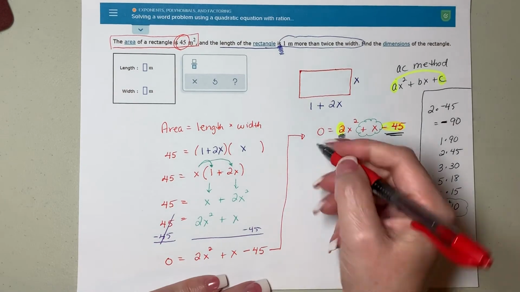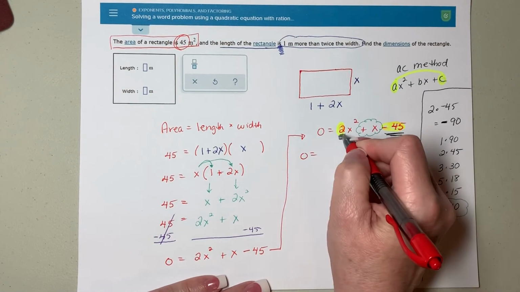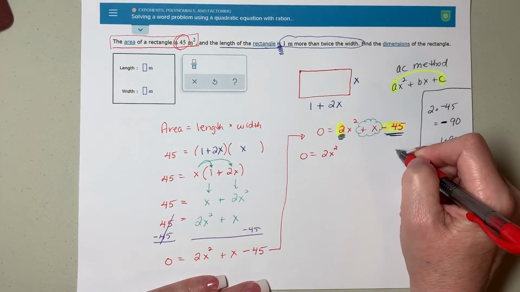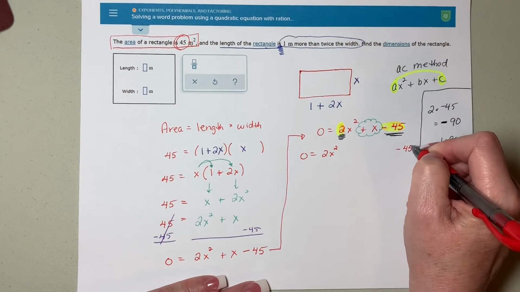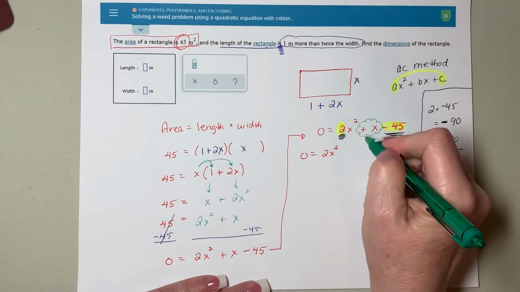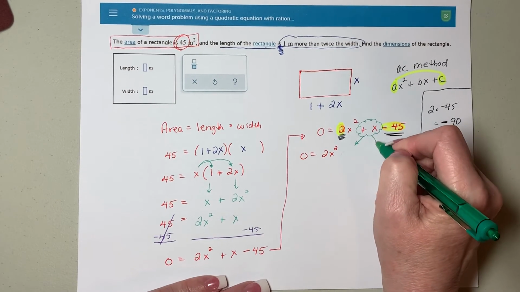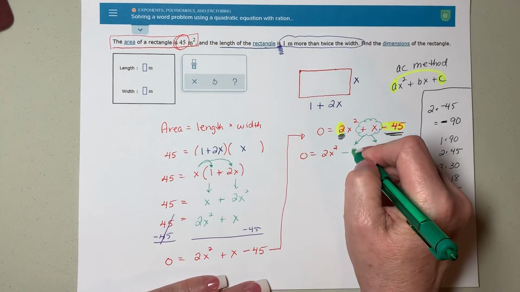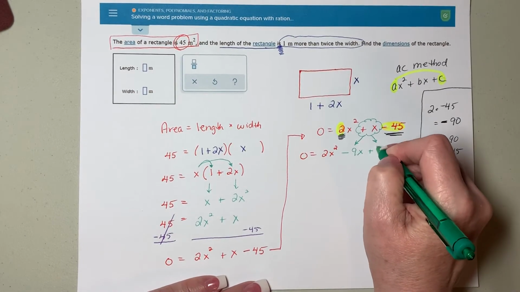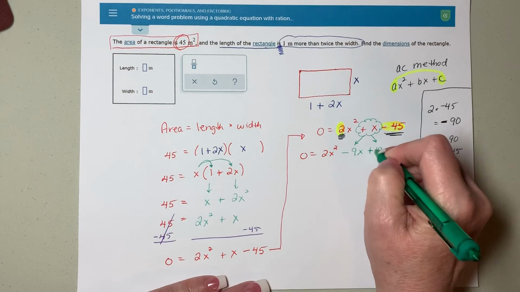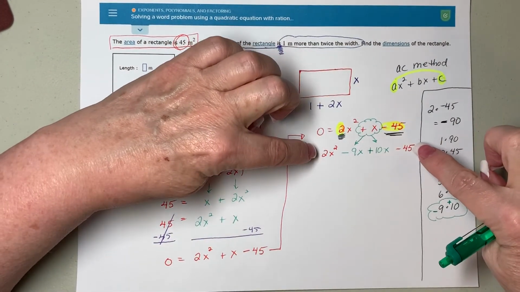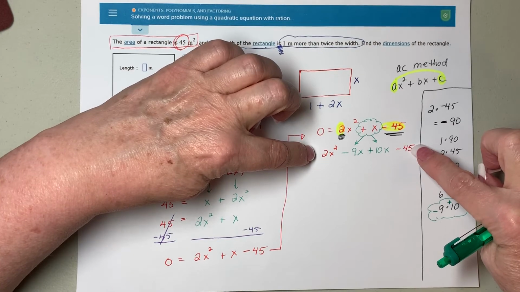And then you're going to come up here, and your first term is still your first term. Your last term is still your last term. But you are going to replace your middle term with a minus 9x plus a 10x. What you're doing is you're going from 3 terms to 4 so that you can factor by grouping.